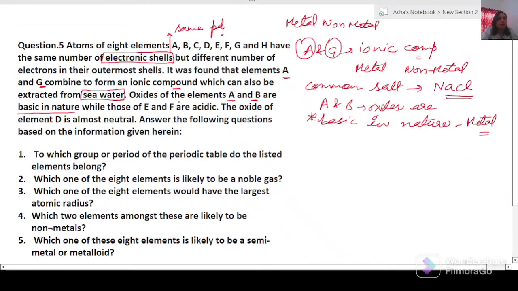While E and F are acidic, meaning to say E and F are non-metals. Acidic oxides are formed by non-metals. Okay, the oxide of element D is neutral. This D is neutral, that is, it is a metalloid, you can say. D is a metalloid then.